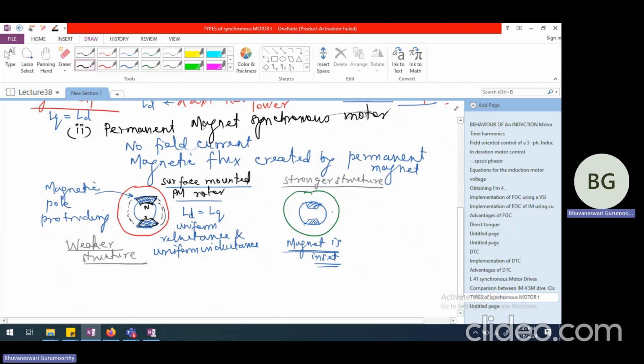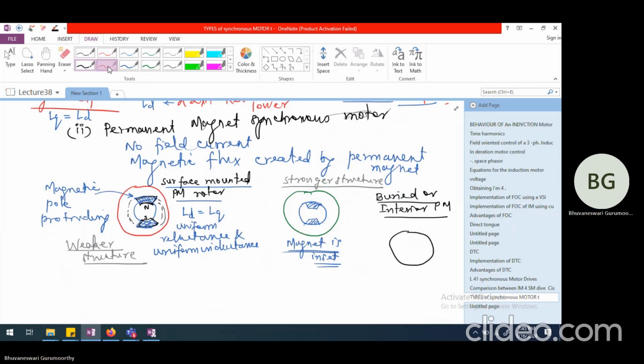The third type we talk about is the buried or interior permanent magnet rotor. In this particular case, if I have the stator somewhat like this, I have the rotor here, and the magnet is buried inside. This will be North Pole and this will be South Pole. This has to be planned right at the time of construction itself. You cannot suddenly put a magnet or glue it inside. If this is North Pole and this is South Pole, in the same way here we have this as North Pole and this as South Pole. So the magnet is buried inside.